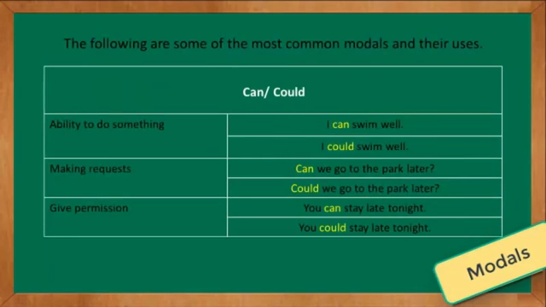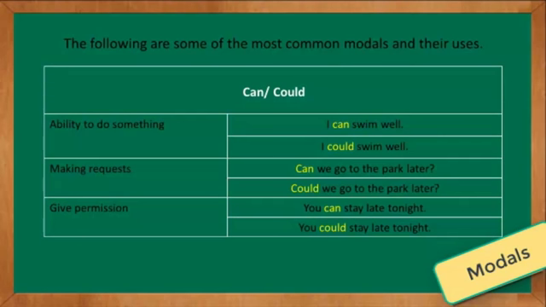The following are some of the most common modals and their uses. The first one is can and could. Can or could mean an ability to do something. Example, I can swim well, or I could swim well. In these sentences, the speaker's ability is to swim.